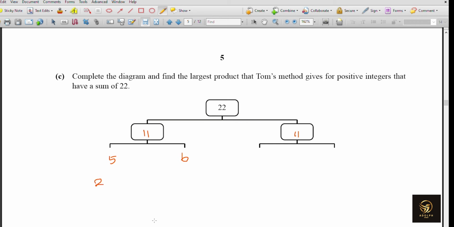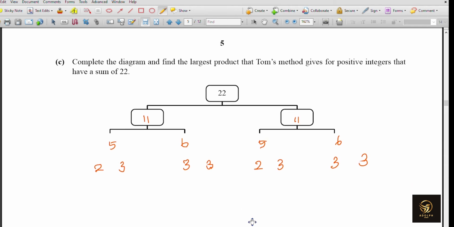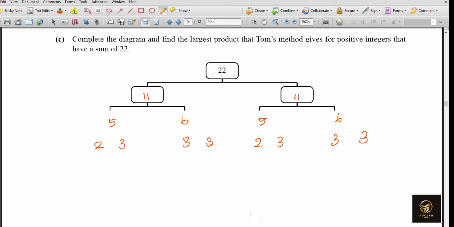5 is nothing but 2 and 3. Then 6 will be 3 and 3. Here also same, 5 and 6 will be getting here. 5 is going to be 2 and 3, and 6 is going to become 3 and 3. So if you want, you can box it and write it.